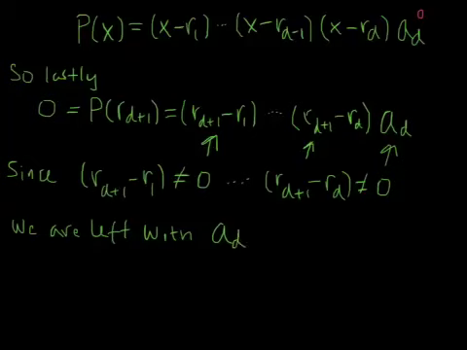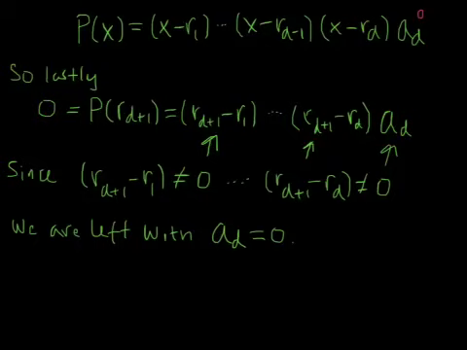a sub d equaling 0. That's the only thing in our entire equation which can equal 0. We've proven that every single factor cannot be equal to 0 because they're distinct numbers, and so we're left with a sub d being equal to 0. What does this mean? Well, a sub d is a coefficient. If a sub d is 0, what does that mean about everything else in our entire function?